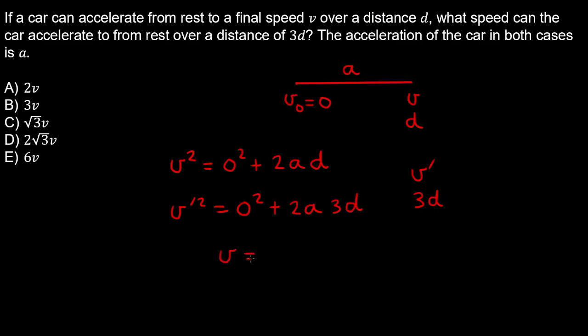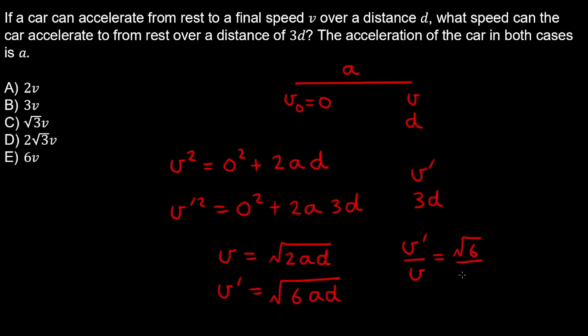So therefore v is root 2ad and v dash is root 6ad. And if we divide them together, we have root 6 on root 2, and root 6 on root 2 is root 3. So v dash is root 3 v. So the correct answer is C.